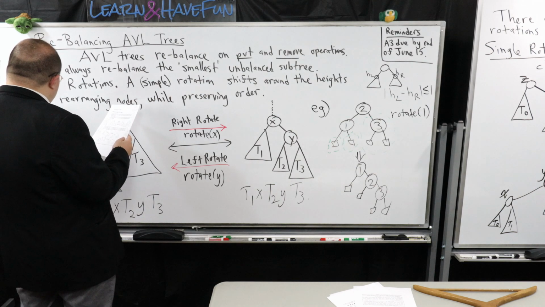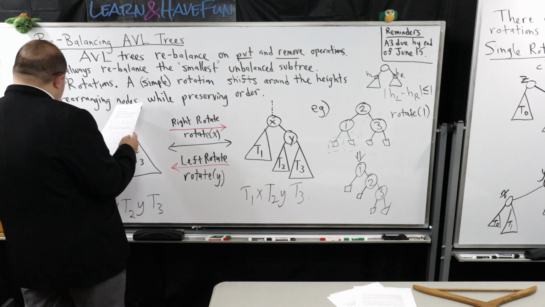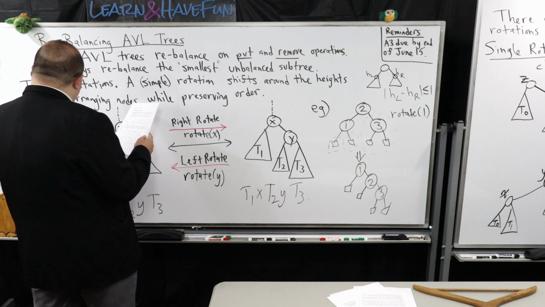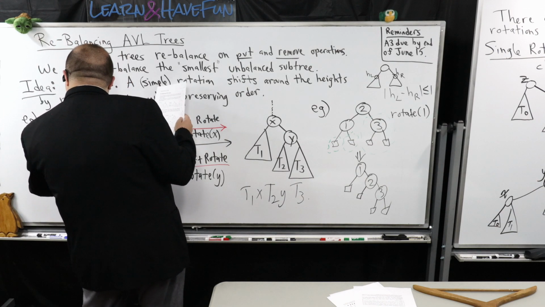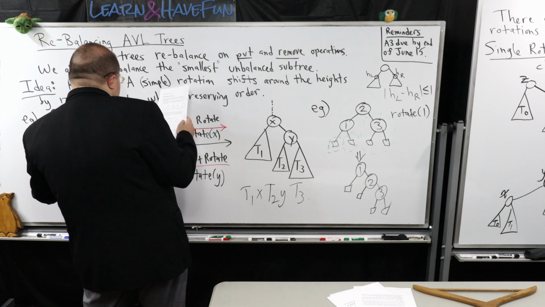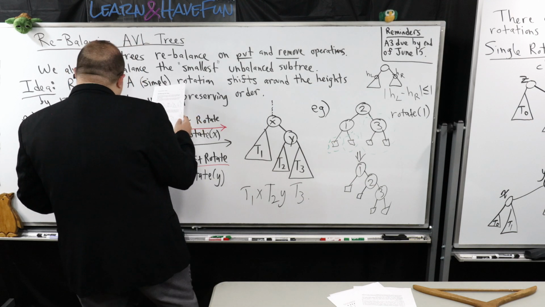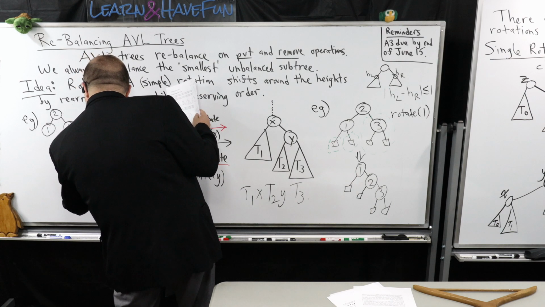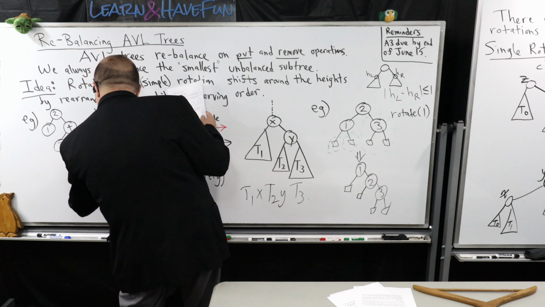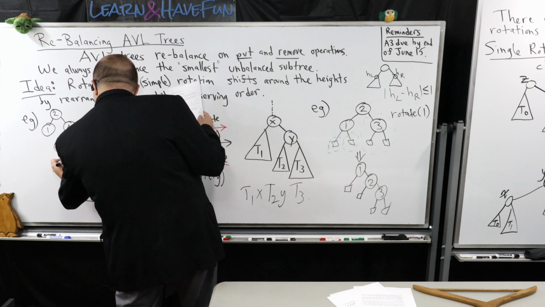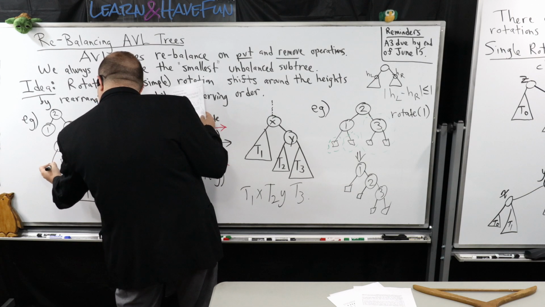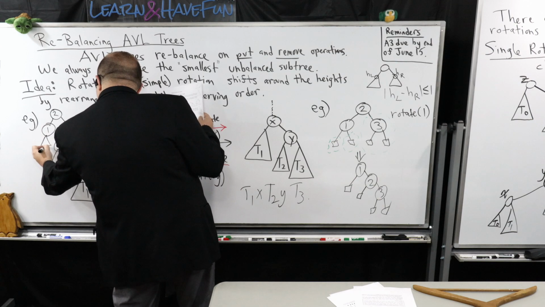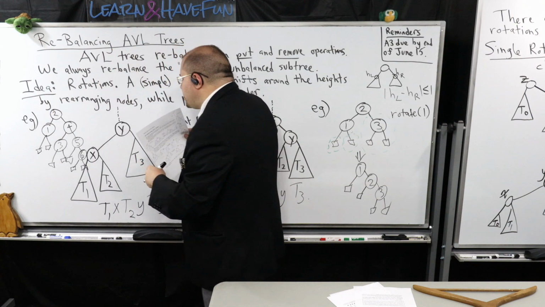So let's do another example. Suppose I give you 2 where its children are 1 and 4. Then the children of 4 are 3 and 5. And then I'm going to have one child for 5. It's just going to be a 6. Let me just get out of the way here for you.